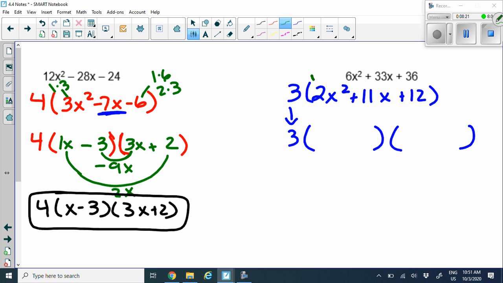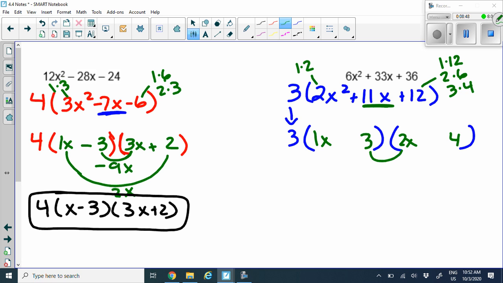Okay, now, just like we did last time, 2 just has 1 and 2. 12 has a little bit more. So we have 1 and 12, 2 and 6, and 3 and 4. Okay, so we have to use 1x and 2x. So those are going to stay the same. But with our 12, we have multiple pairs in our list. So let's start from the bottom. So we're going to start with 3 and 4. And what we're doing is trying to add up to that 11x.